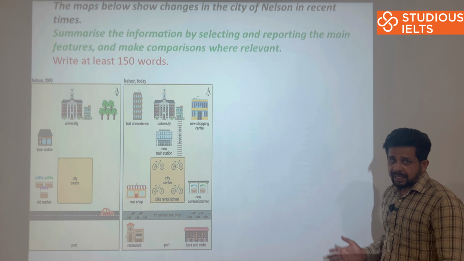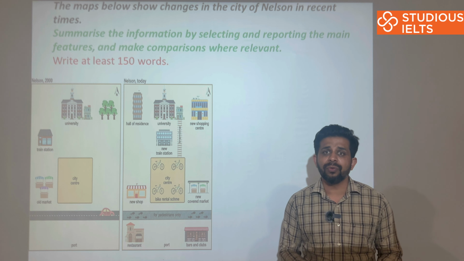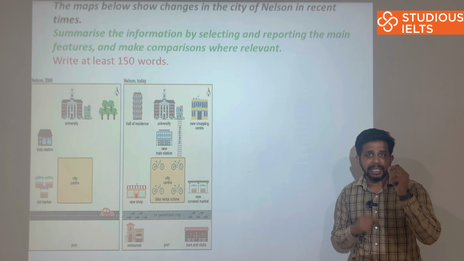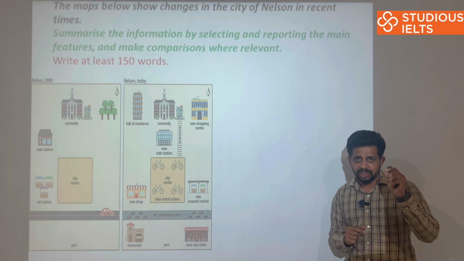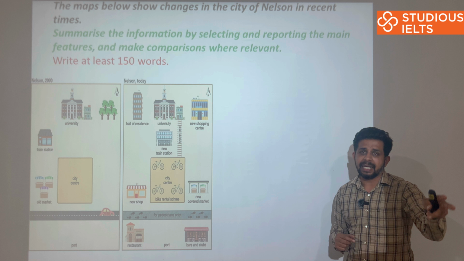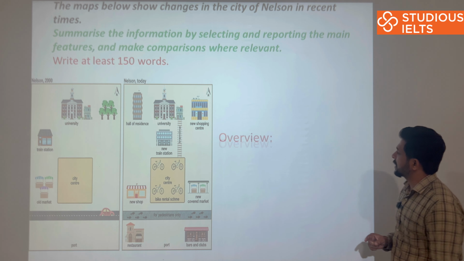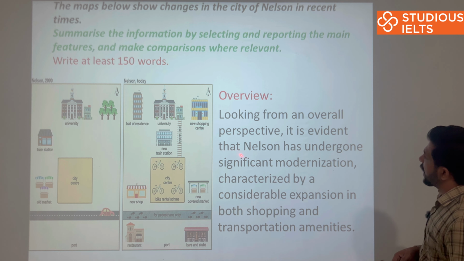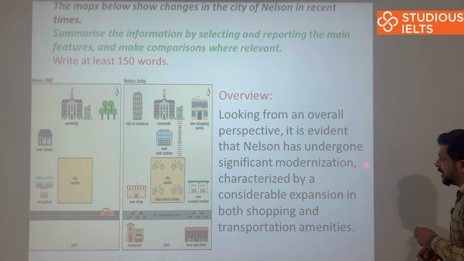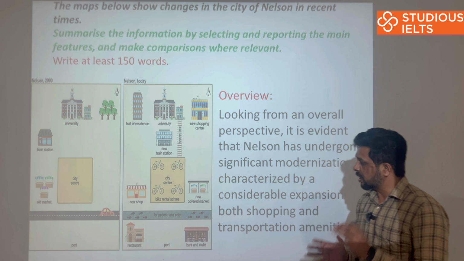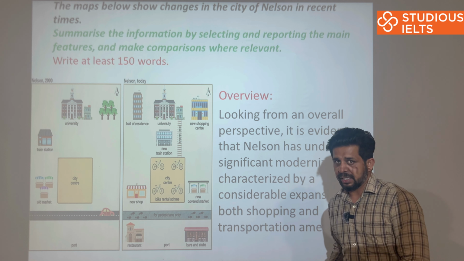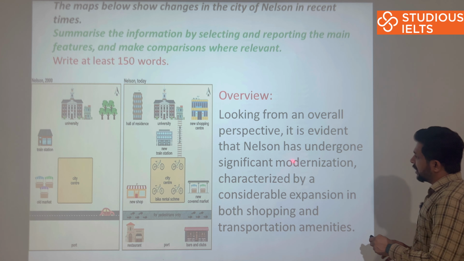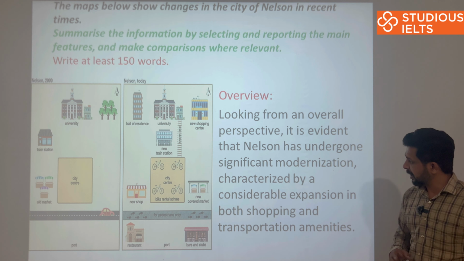Okay, so the second part as always is the overview, because the overview is the abstract of your report and your abstract should cover all the main features. It should highlight the main changes in the maps during the given time period. How would we explain that? Let's have a look. Okay, so looking from an overall perspective, it is evident that Nelson has undergone significant modernization. Obviously, all those changes are representing the modern lifestyle. So we will say in this method that it witnessed different kinds of modernization changes, right?